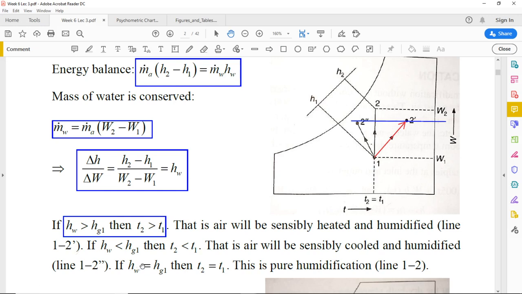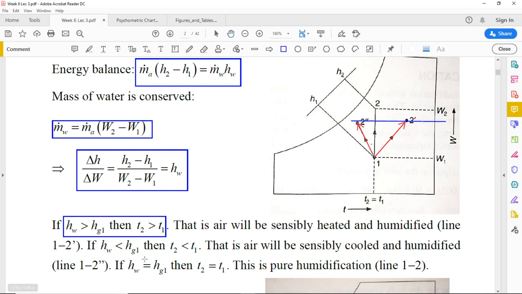On the other hand, if HW is less than Hg1, then we will have a process line which is shown by the process line 1 to 2 double prime, and this time you can see again we have an increase in the humidity ratio, but this time the dry bulb temperature has decreased. That is, we have evaporative cooling.